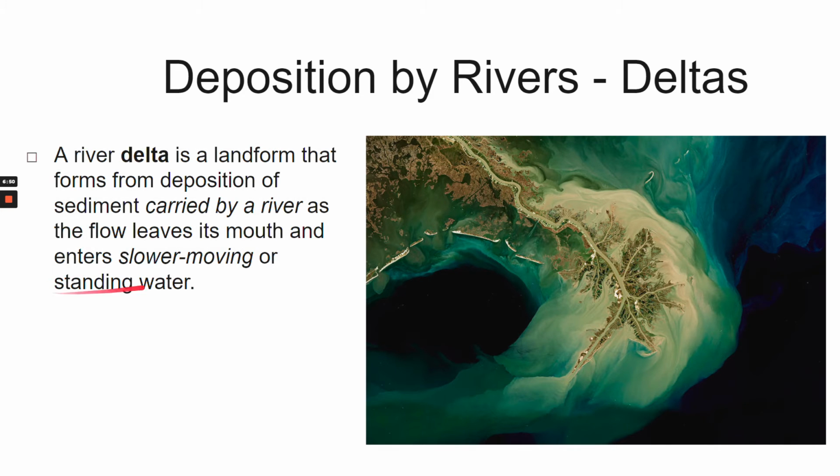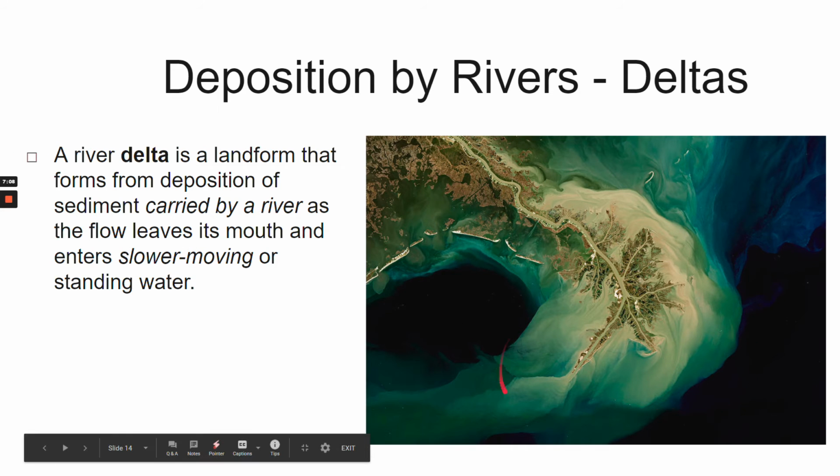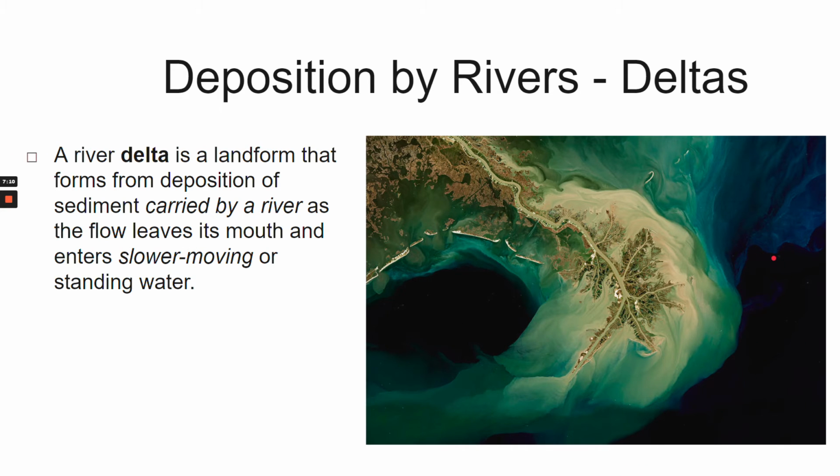So a river delta, okay, this is a word we want to know, is a landform that forms from deposition of sediment carried by a river as the flow leaves its mouth and enters slow-moving or standing water. The mouth of the river is the end. As the water moves out of the mouth into the ocean or the bay or the gulf, slowing down a lot, it's depositing materials.